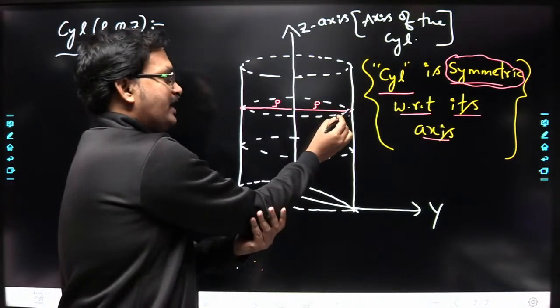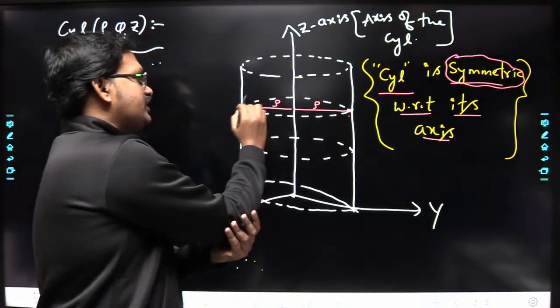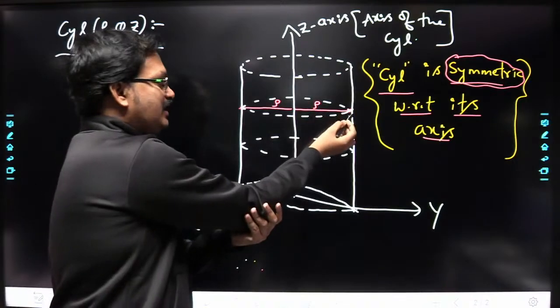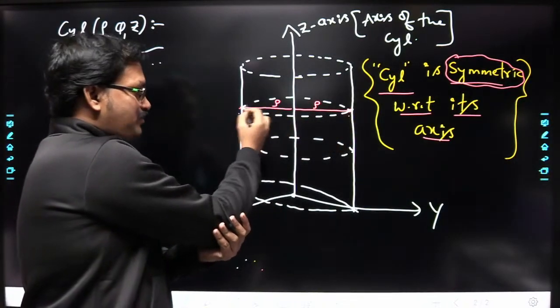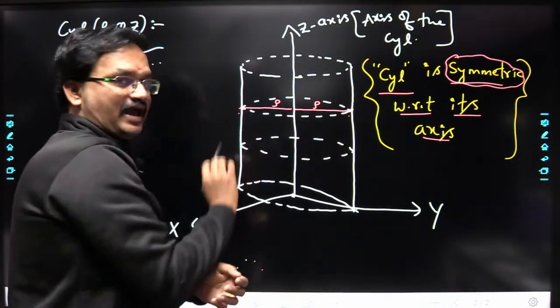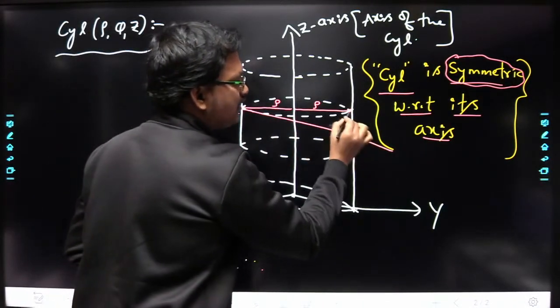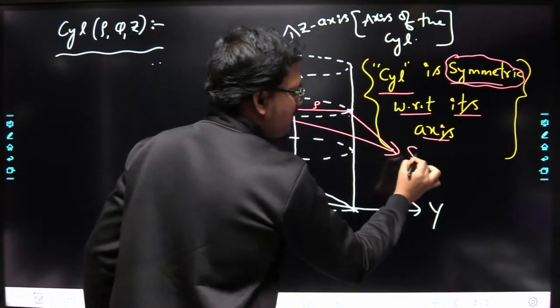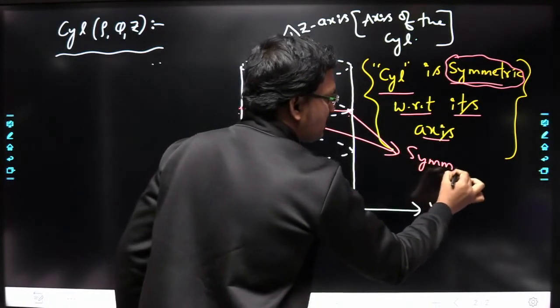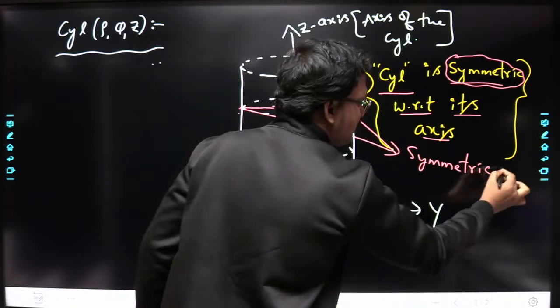So I can find the same similar point on the other side of the cylinder, exactly opposite to this one, at the same normal distance rho from this axis. Understood? So these 2 points, we call them symmetric points here.